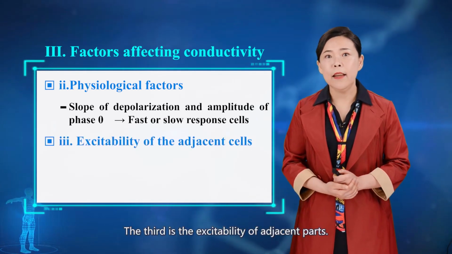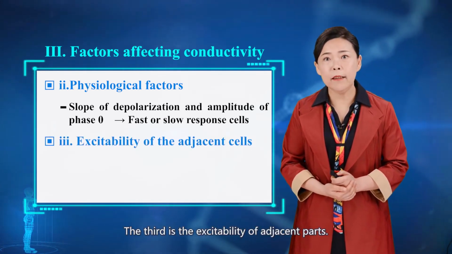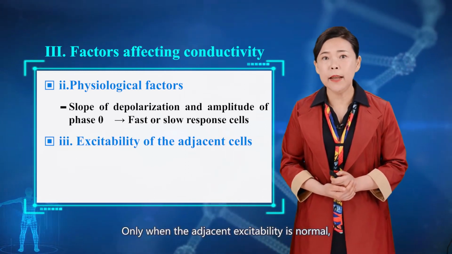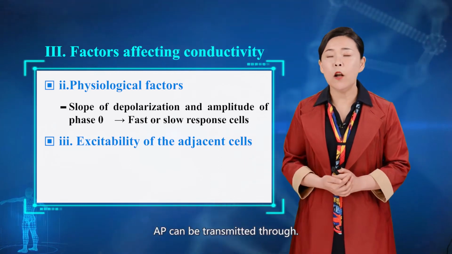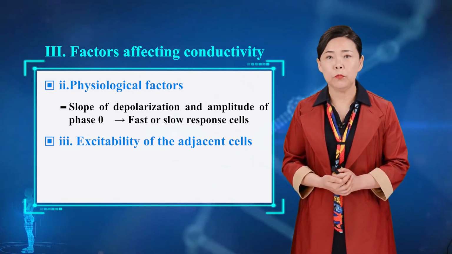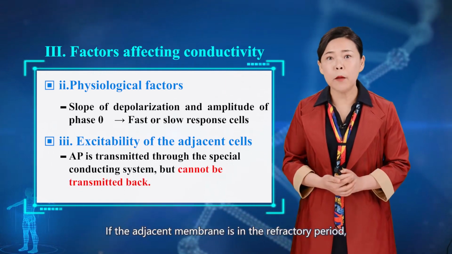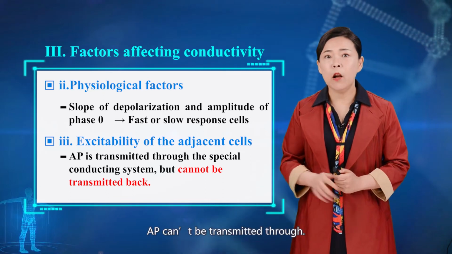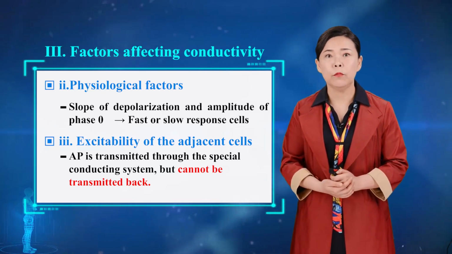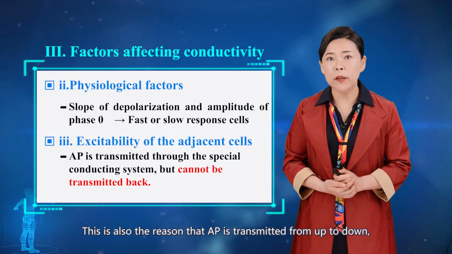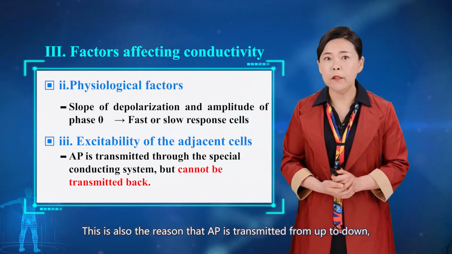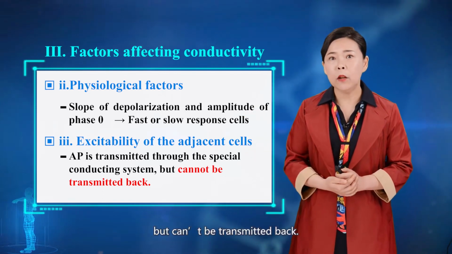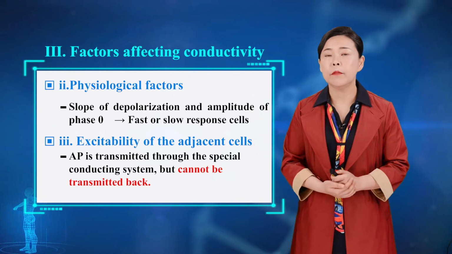The third is excitability of adjacent part. Only when the adjacent excitability is normal, action potential can be transmitted through. If the adjacent membrane is in the refractory period, action potential can't be transmitted through. This is also the reason that action potential is transmitted from up to down, but cannot be transmitted back.